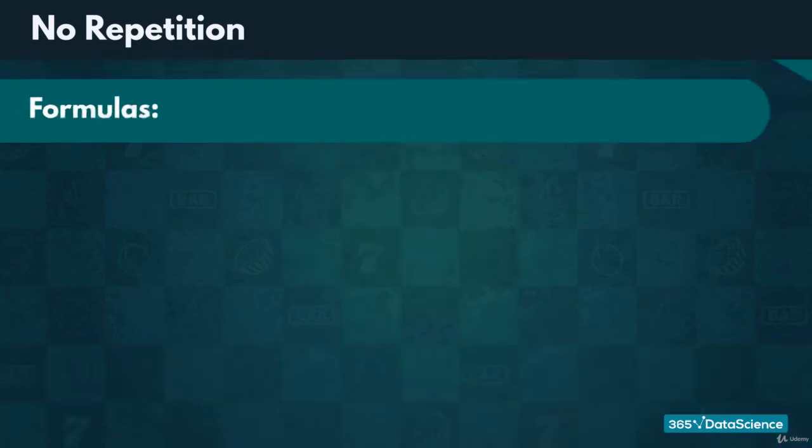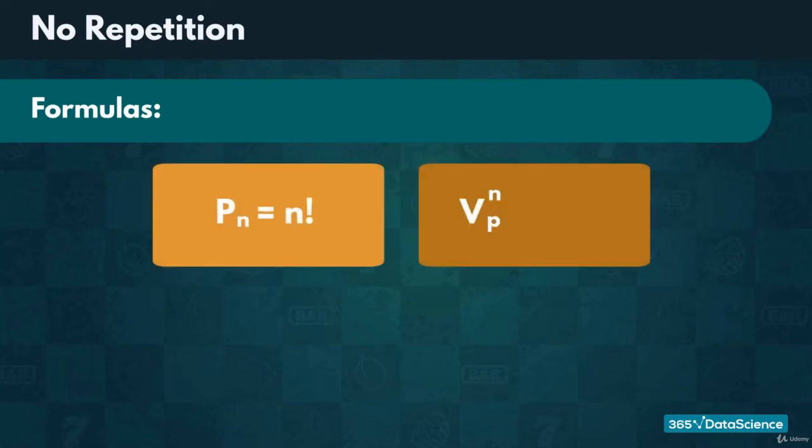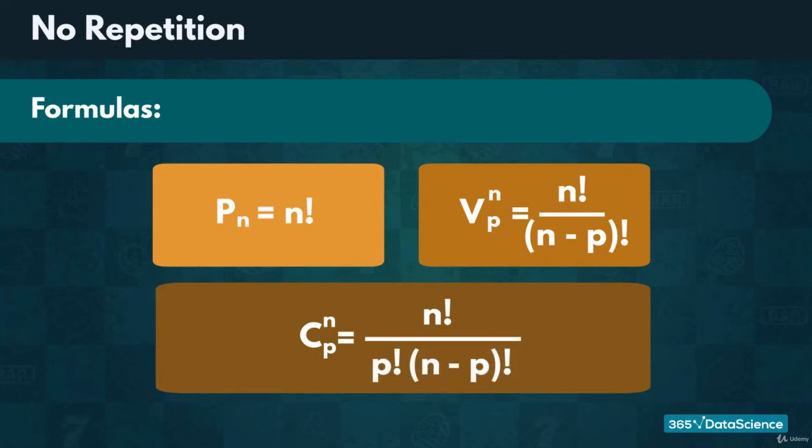We also define formulas we use to compute their values. P equals n factorial. V equals n factorial over n minus p factorial. And C equals n factorial over p factorial times n minus p factorial.